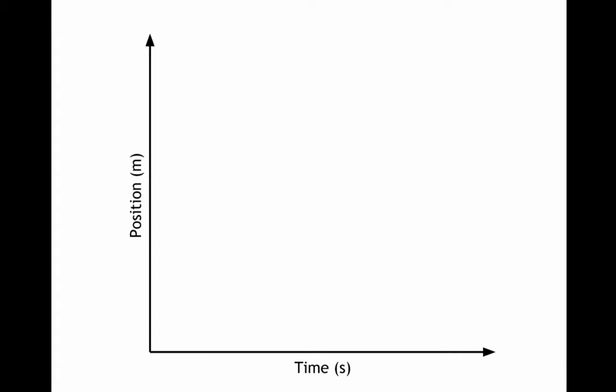So if I wanted to make a prediction for this position time graph, I would start with an object that has a slope of 0, and then has a slope that becomes more and more negative, but steeper. Because I don't know where I'm going to start, I'm going to choose to start my y-intercept up here, my initial position. I'm going to start with a slope of 0. I'm going to have a slope that gets more steep as time goes on, which would give me a position time graph that looks something like this.